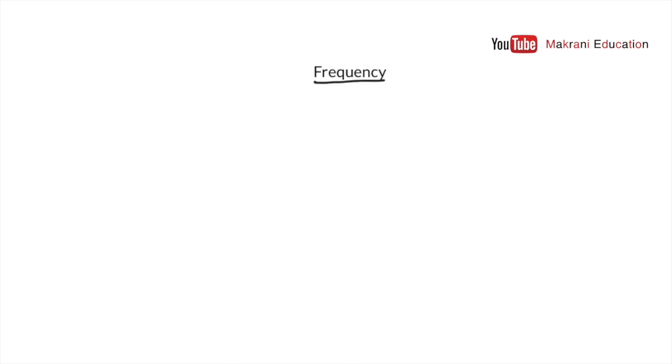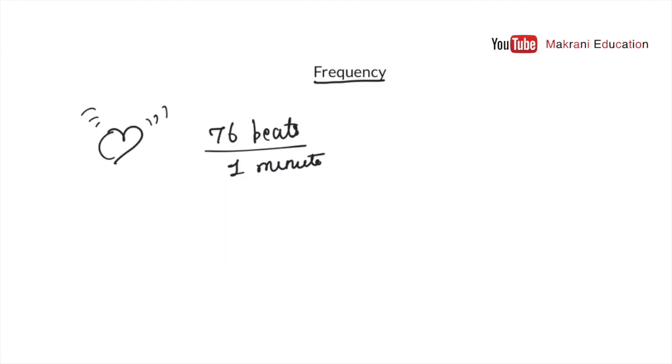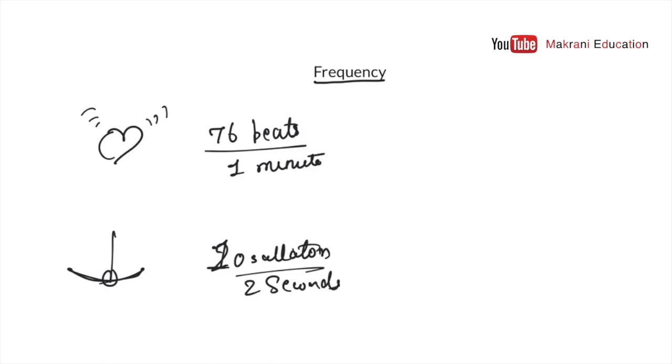Frequency is something like how frequently things happen. For example, the frequency of my heartbeat is 76 heartbeats per minute. So for my heartbeat, the frequency is 76 beats per 1 minute. Right. The frequency of my pendulum is, sorry, 1 oscillation per 2 seconds. So it is something like how frequently it happens.